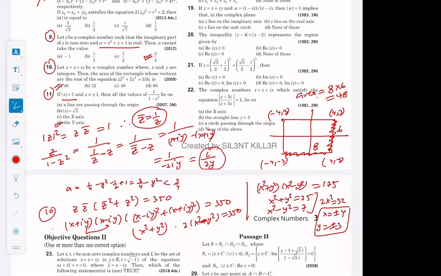Yes, you can calculate this value by putting z is equal to i, and calculate where z upon 1 minus z square lies. Calculate the value of z upon 1 minus z square, and then check the option. Understood? So have you understood all three problems?